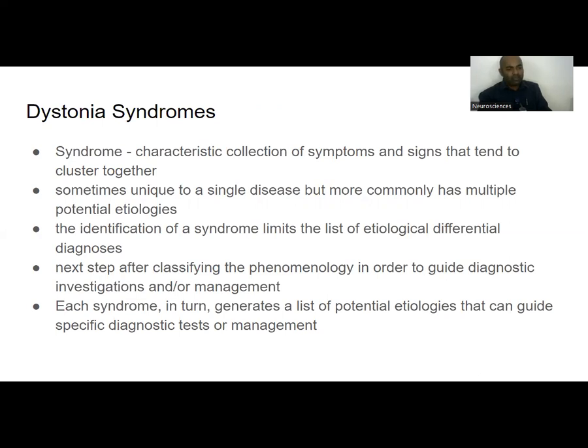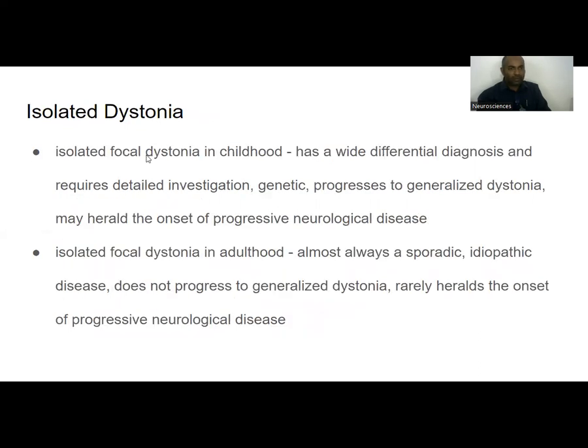What is the utility of making a dystonia syndrome? Identification of a syndrome limits the list of etiological differential diagnoses. This is the next step after classifying the phenomenology, in order to guide diagnostic investigations or management. Each syndrome in turn generates a list of potential etiologies that can guide specific diagnostic tests or management. The dystonias are mainly classified into isolated and combined. That's the main classification.